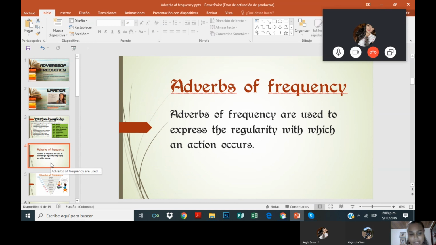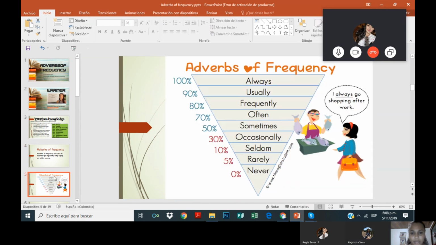I explain the topic. Adverbs of frequency are used to express the regularity with which an action occurs. These are the adverbs of frequency: always, usually, frequently, often, sometimes, occasionally, seldom, rarely, and never. For example, I always go shopping after work.